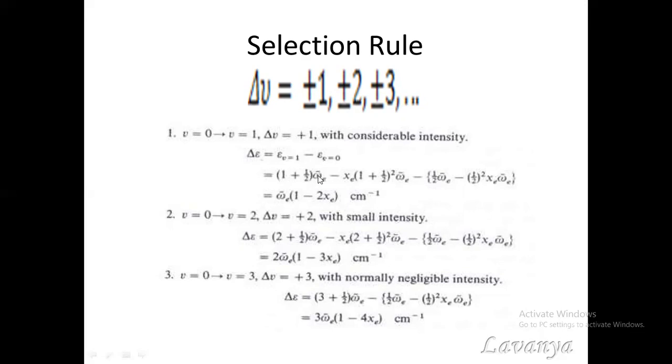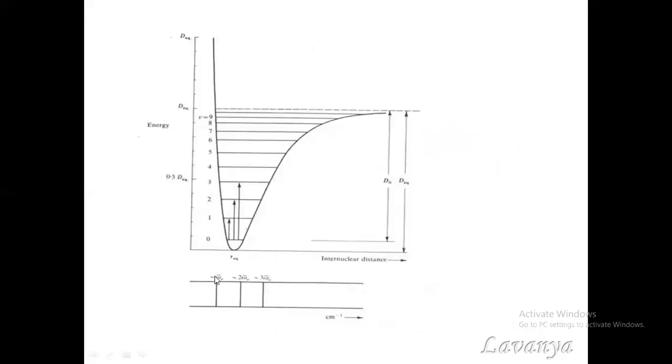Depending on whether the transition is plus 1, plus 2 or plus 3, I get different peaks, which are approximately omega_e for plus 1, 2 omega_e for plus 2, and 3 omega_e for plus 3. For each transition we get one peak, so for real molecules I can get more than one peak in the IR spectrum.